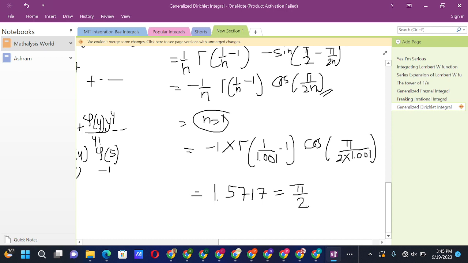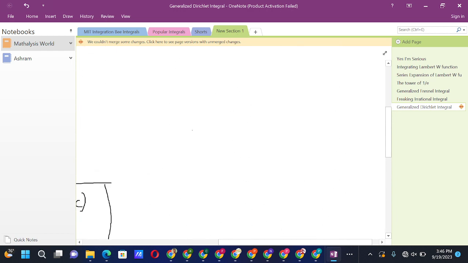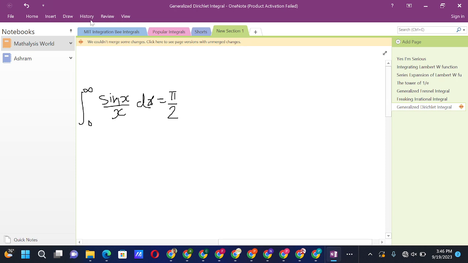Yeah, if I try to find the value of pi by 2 from the calculator, it gives me 1.5707. So we see that it's actually pi by 2 in the limit. So this works, and we have solved the generalized Dirichlet integral.